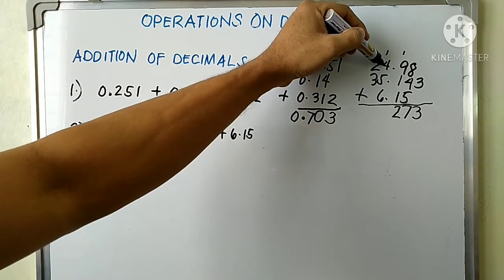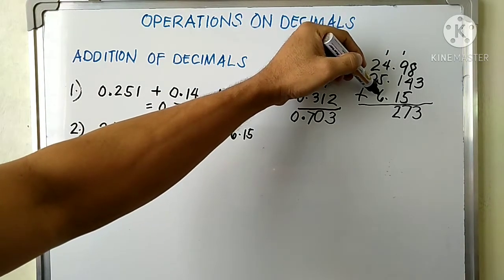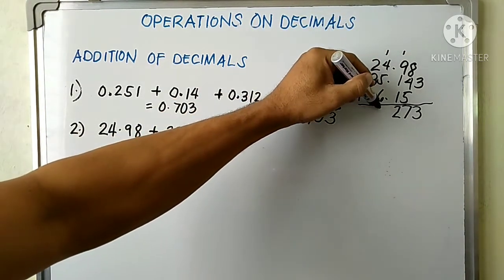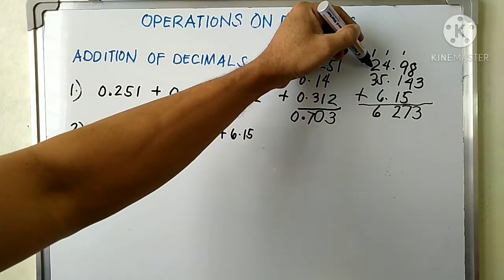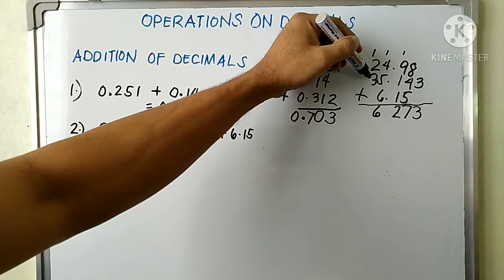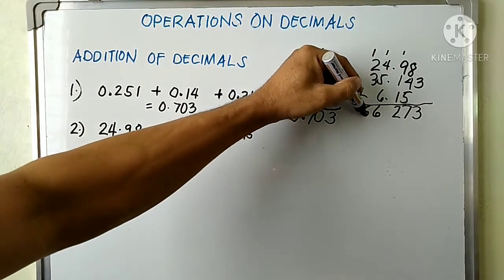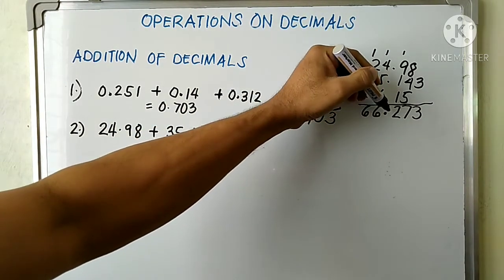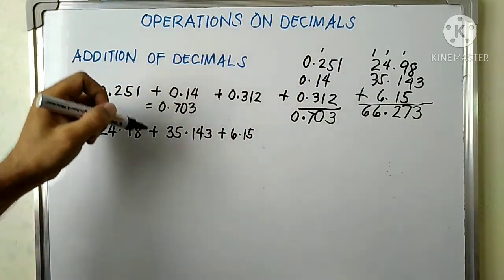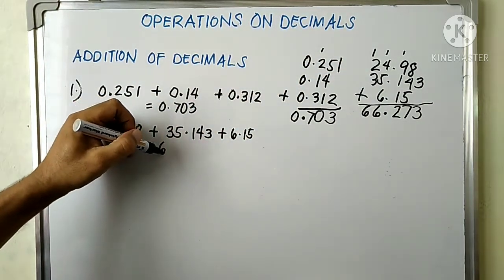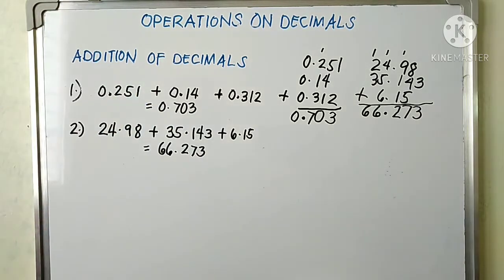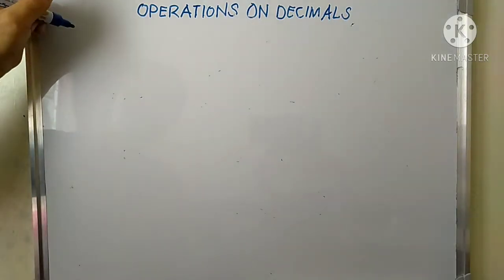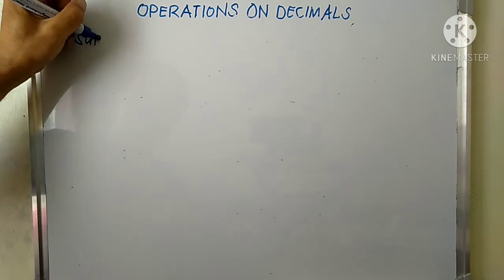Then 1 plus 4 is 5, plus 5, 10, plus 6, 16. So bring down 6, carry 1. 1 plus 2 is 3, plus 3, 6. So our answer is 66.273. That's it. Our next is subtraction.